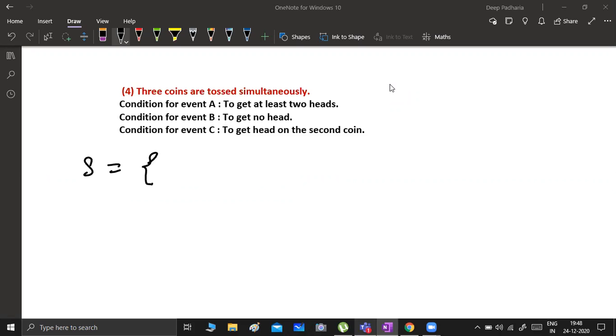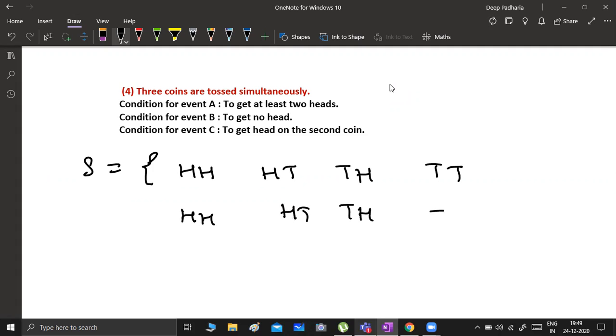So what will be the sample space here? First write down the sample space of 2 coins: HH, HT, TH, TT. Again write down the same HH, HT, TH, TT. In the first set add H everywhere, in the second add T, and this will give you a total of 8. n of S is equal to 8.